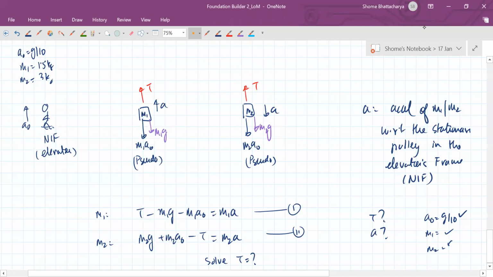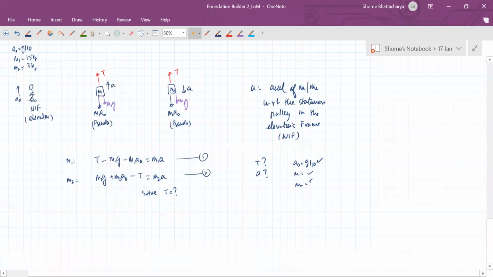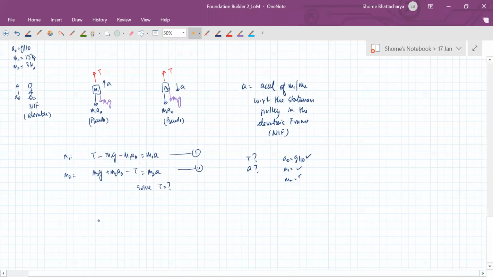Okay, so people, let's look at the solving part quickly. Anybody's got the answer, you can tell me. Okay, so the first equation, when you substitute, you will get T minus 1.5 G plus G by 10 is equal to 1.5 A. And the second equation, when you substitute this thing, you will get 3 into G plus G by 10 minus T is equal to 3A.